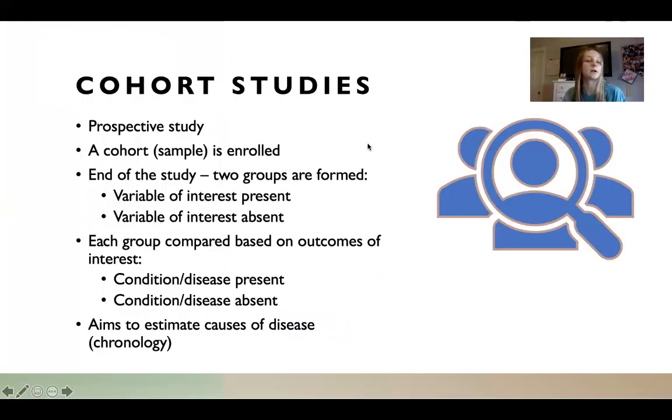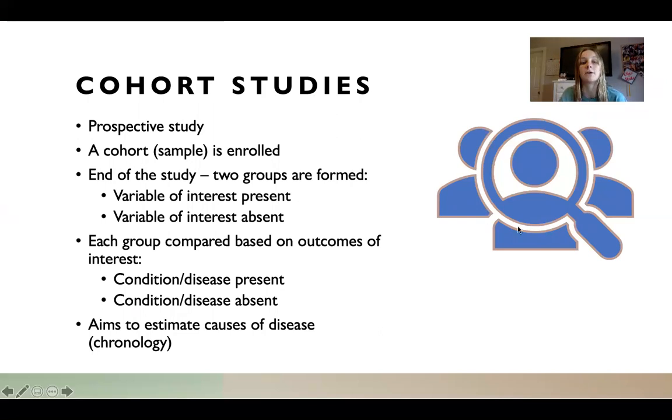Next is a cohort study. This is a prospective study, so you're looking forward in time. So a sample of people are enrolled, a cohort is enrolled, and they're followed across time. And at the end of the study, there are two groups. There is one group with a variable of interest that is present and another group where it's absent. And then each group is compared based on outcomes of interest. So this could be whether a condition or a disease of interest is present.